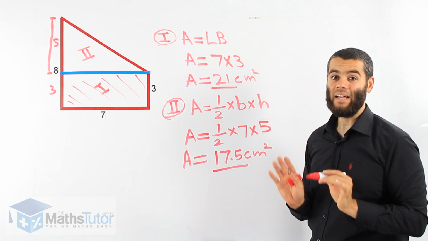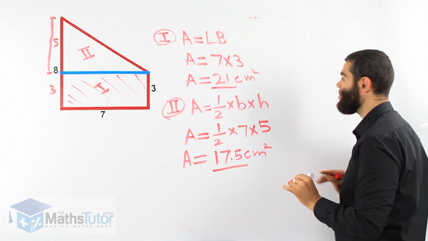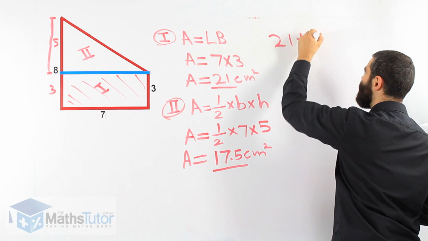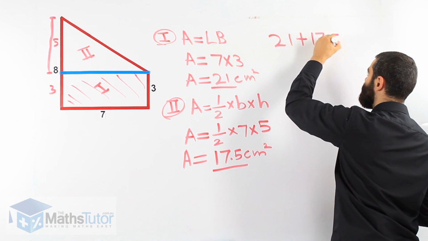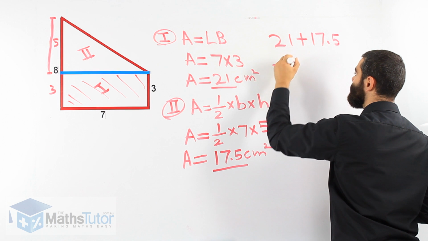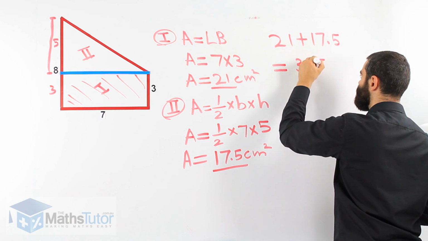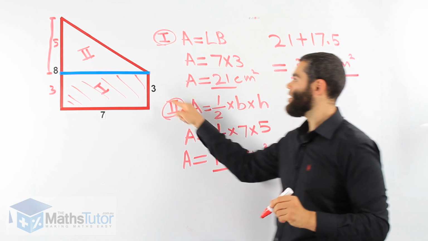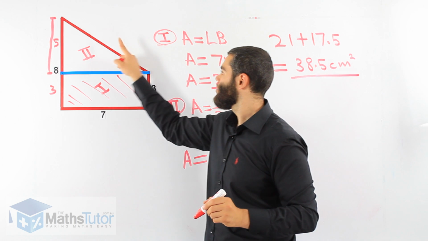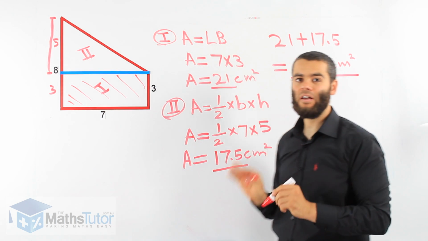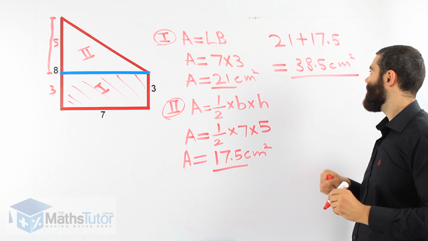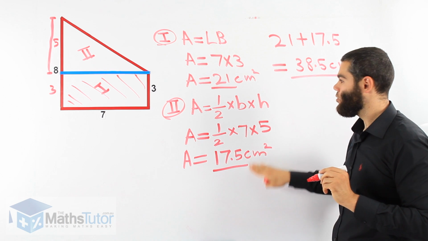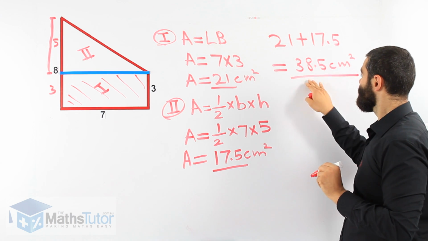Now what are we going to do? We've got to add them up. Very important. Don't forget, you have to add them up. So area 1 and area 2, 21 plus 17.5, 38.5 square centimeters is our final answer. So the area for the total figure, the rectangle and the triangle together, all added together, 38.5 square centimeters. Very important. Work out area 1, area 2, and you must add them up.